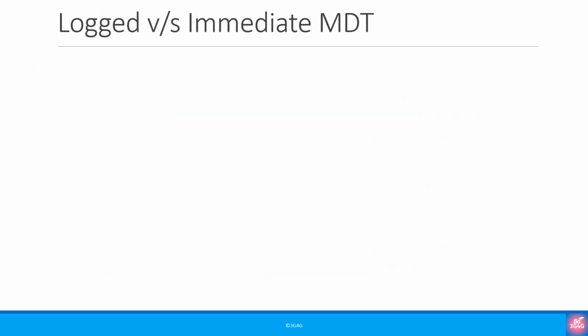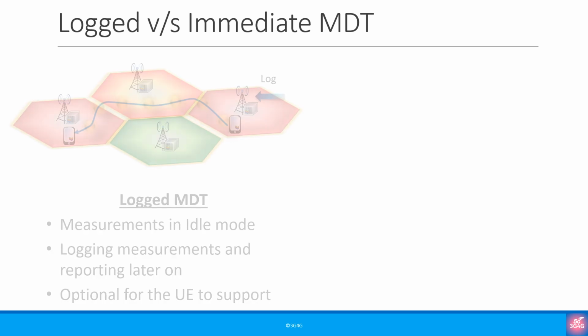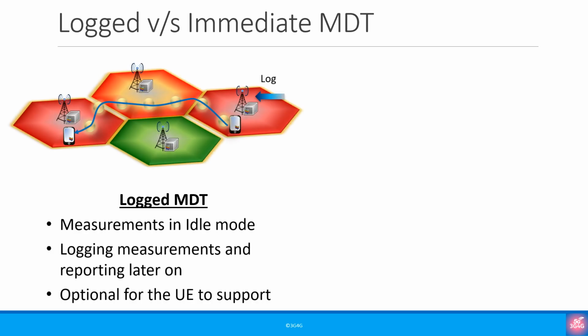Let's now look at what is meant by logged versus immediate MDT. Logged MDT is used in case the UE is in idle mode. When the UE is connected, the network can inform the UE to log measurements. The UE logs the measurements while in idle mode. When the UE connects to the network again, it informs the network if the logs are available. The network can then retrieve them. This feature is optional for the UE to support.